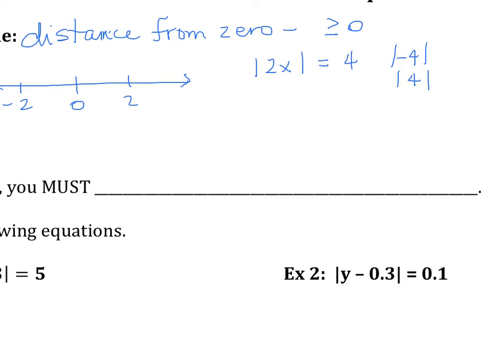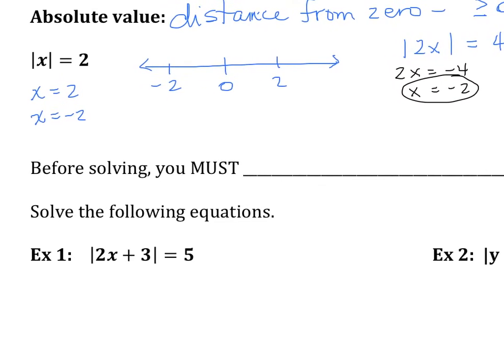So let's write that out. So we have 2x equals negative 4, and that means x equals negative 2. And then we're going to have 2x equals positive 4, and x could equal 2. You're going to have 2 solutions to most of your problems.